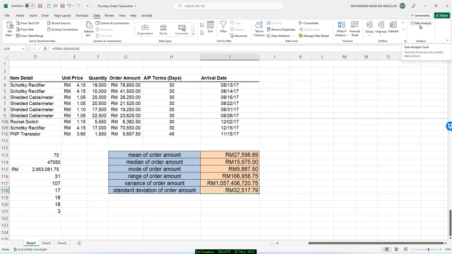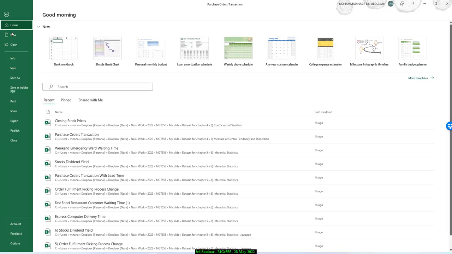So ada yang belum ada? Semua dah ada? Can you respond? Right. So first you go to file, and then kat bawah sekali ada option. Dah tekan?